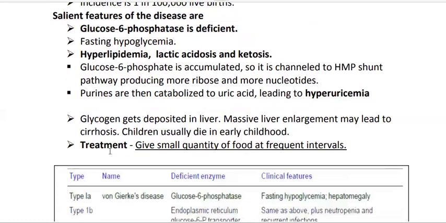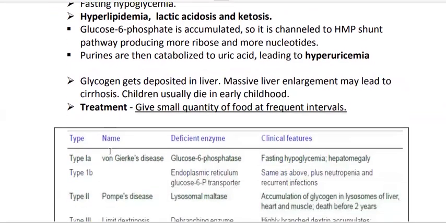Glycogen gets deposited in the liver. Massive liver enlargement may lead to cirrhosis. Children usually die in early childhood. Treatment: give small quantities of food at frequent intervals.